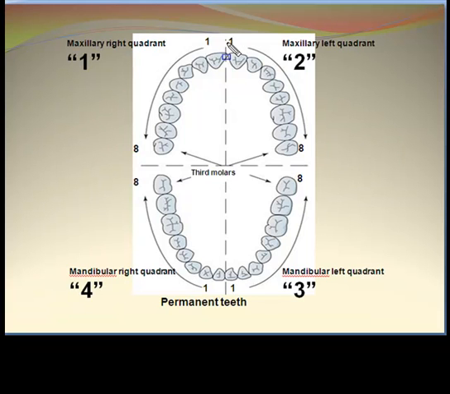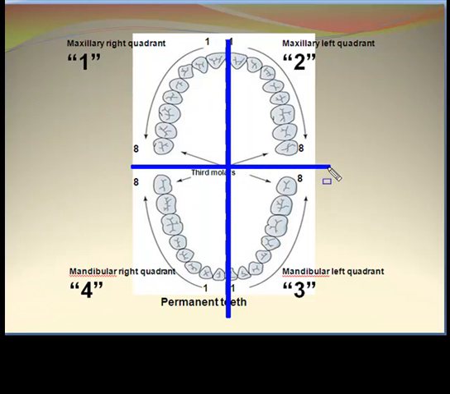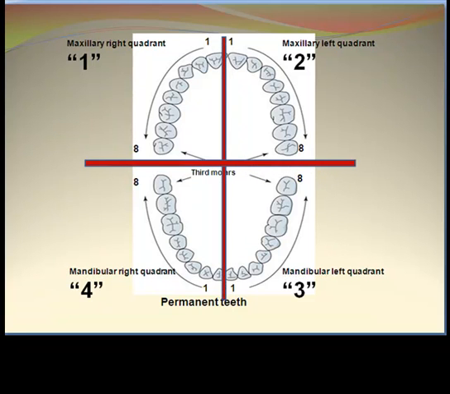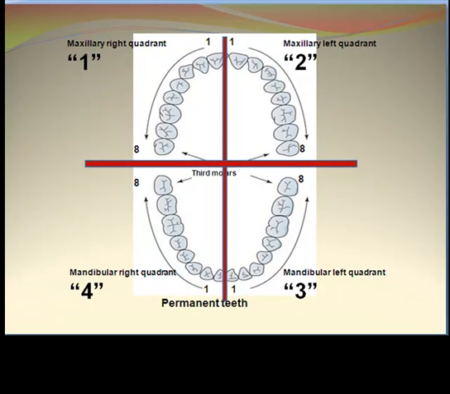The dentition is divided into 4 quadrants. The vertical division in the midline is in between the 2 central incisors, which divides the mouth into left and right. The horizontal line, on the other hand, divides the mouth into upper and lower arches. Now that we have divided the mouth into 4 quadrants, let's identify each quadrant moving in a clockwise direction, starting from upper right quadrant 1, upper left quadrant is quadrant 2, lower left quadrant is quadrant 3, and lower right quadrant will be quadrant number 4.